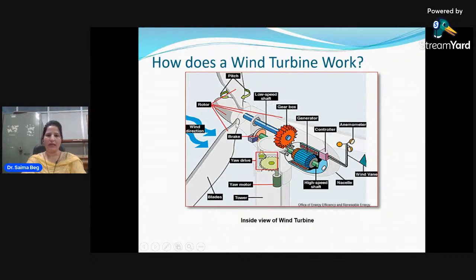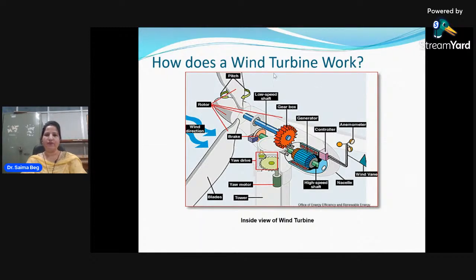Next is the brake, a disc brake. A disc brake can be applied mechanically, electrically, or hydraulically to stop the rotor in emergencies. Next is the controller. What is the function of the controller? The controller starts up the machine at wind speeds of about 8 to 16 miles per hour and shuts off the machine at about 55 miles per hour. Turbines do not operate at wind speeds above 55 miles per hour because they might be damaged by the high winds.